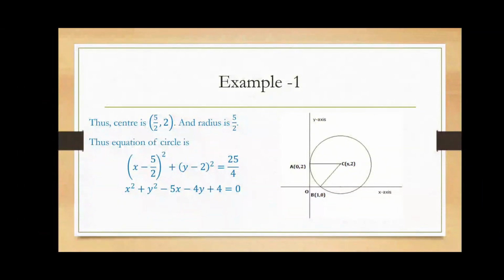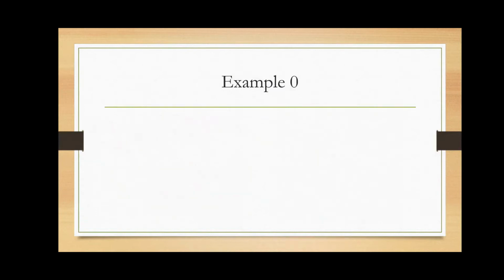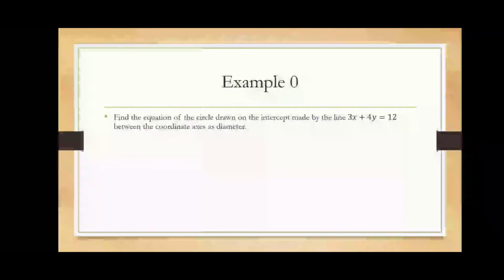Right? Let us move on to the next question. In the next question we have: find the equation of the circle drawn on the intercept made by the line 3x + 4y = 12 between the coordinate axes as diameter. What the question means is basically that the points of intercept of this straight line are the endpoints of the diameter of the circle.